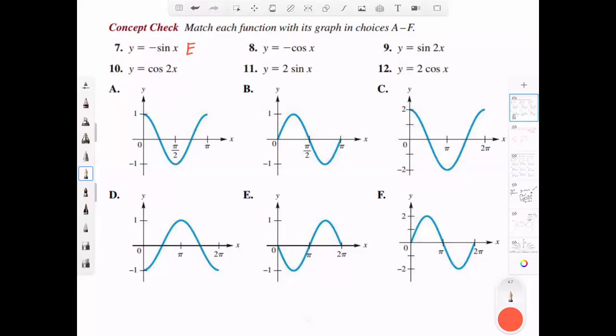And she's correct because this is sine, correct? This is sine of x. We have negative, so it will flip. So it's a good choice. Very good. E is correct.